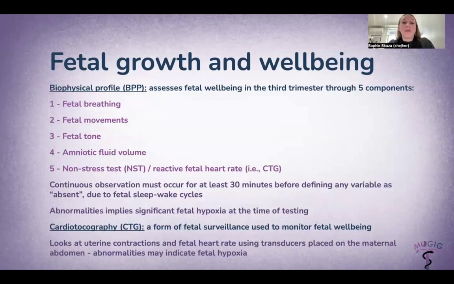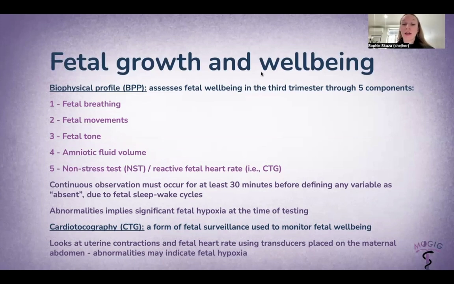Our biophysical profile is used to assess fetal well-being in the 3rd trimester through 5 components: fetal breathing, fetal movements, fetal tone, amniotic fluid volume, which can also be reported as the amniotic fluid index, and a non-stress test or reactive fetal heart rate, so a CTG. Continuous observation must occur for at least 30 minutes during a biophysical profile before defining any variable as absent. This is due to the fetal sleep-wake cycles. Any abnormalities can imply significant fetal hypoxia at the time of testing.